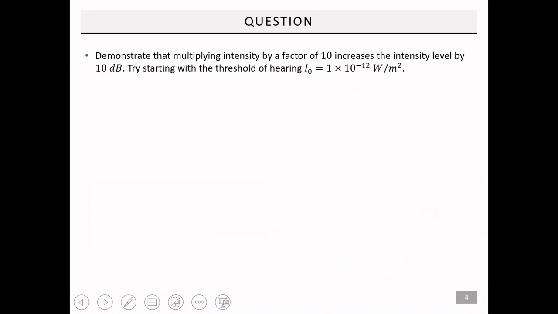So now, question. Demonstrate that multiplying intensity by a factor of 10 increases the intensity level by 10 decibels. So I want you to show that correspondence I had on the previous page. And I want you to try by starting with the threshold of human hearing, and so increase that intensity level, I0, by a factor of 10, and show me that the decibels, beta, increases by plus 10. Try it out and unpause when you're ready.